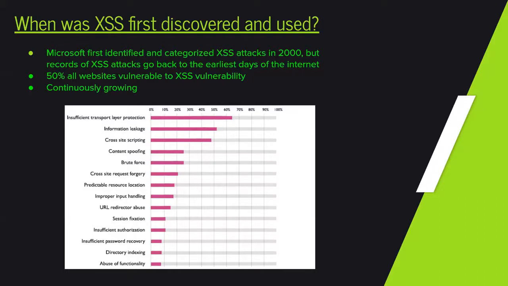Due to the growing impact of the technology era and growing websites, cross-site scripting is continuously growing. It shows that cross-site scripting is almost up with the percentage of information leakage, being the number 3 most common vulnerability that websites are faced with.